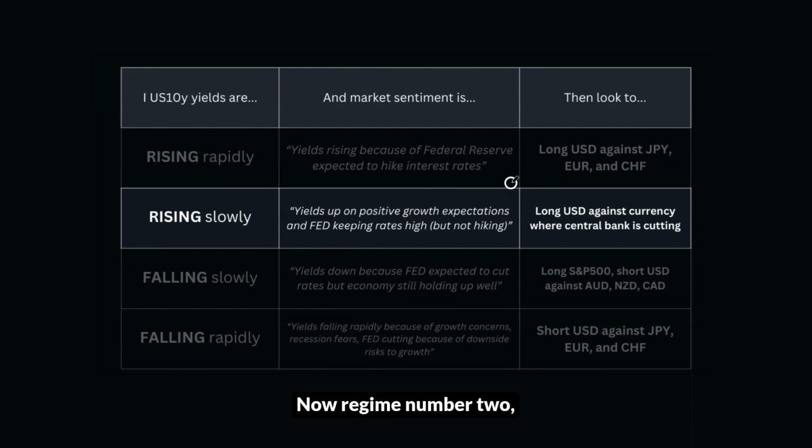Now, regime number 2: yields rising slowly. It's the same direction, but it's a completely different message from before. This is strength, but it's controlled strength, okay? Yields are up on positive growth expectations, and the Fed is keeping interest rates high, potentially maybe even hiking. I wrote here not hiking. Most of the time they're not hiking, but potentially they may be hiking. Just they're hiking slowly.